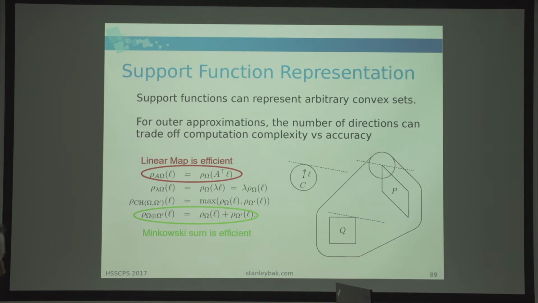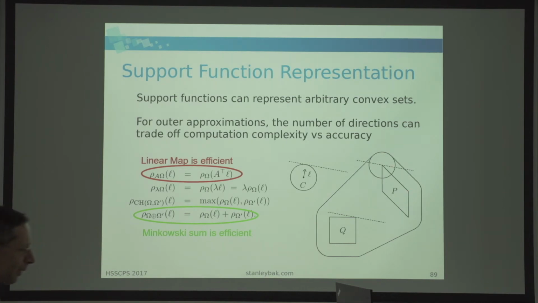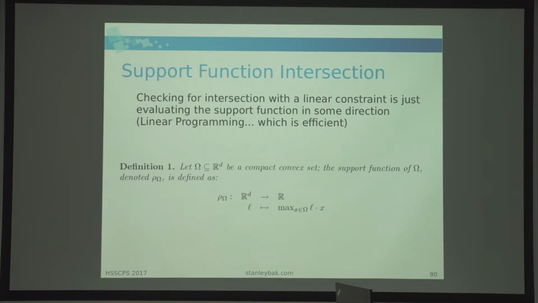So for example, what's the maximum y for this Minkowski sum of 3 sets? Well, I can take the maximum y for Q, maximum y for P, maximum y for C, and add them together. Now that's the support function value for the Minkowski sum, this outer box that we've considered. Checking for intersection is nice because it becomes linear programming, which is efficient in high dimensions. It basically consists of evaluating the support functions in certain directions.